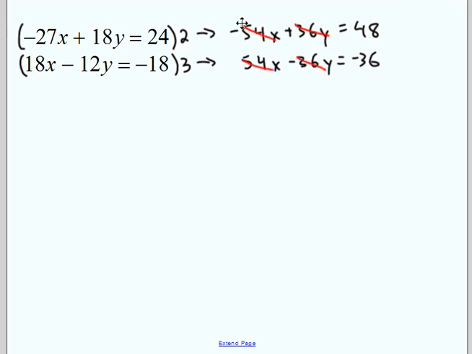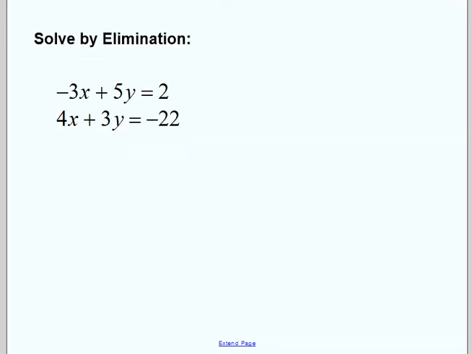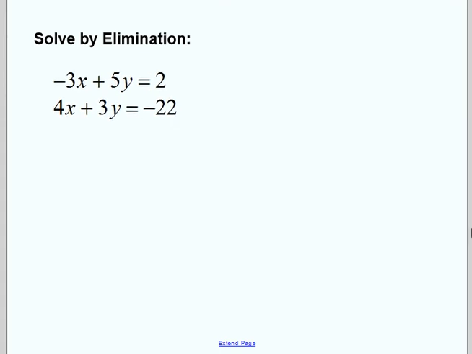Look at this. The x's also canceled, and we end up with 0 equals 12. Well, 0 can't equal 12, so there's no solution. Right? If you ever get 0 equals a number other than 0, there's no solution. All right, let's give one more shot. Let's try this one right here. Let's solve this by elimination.